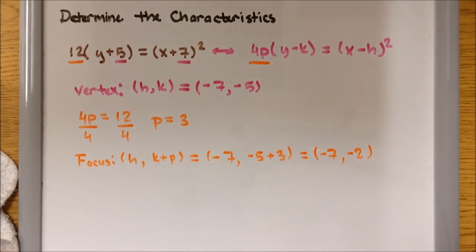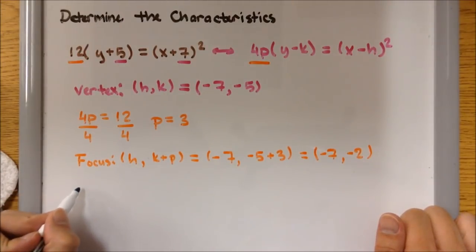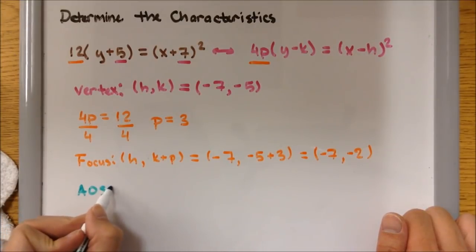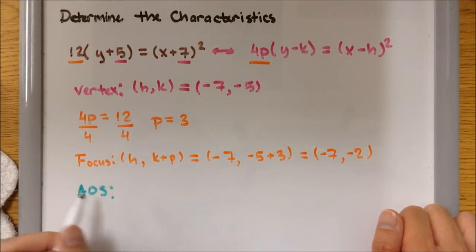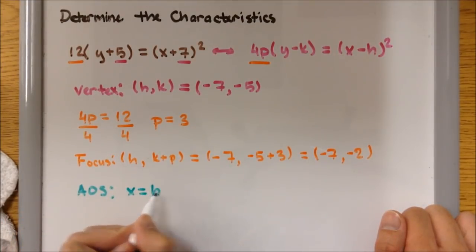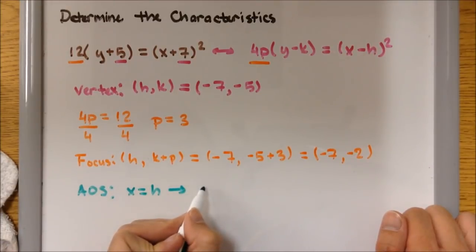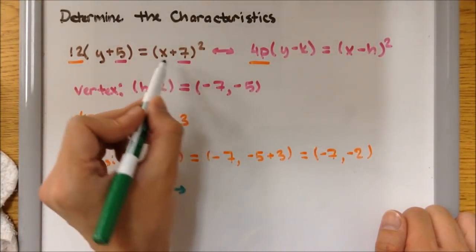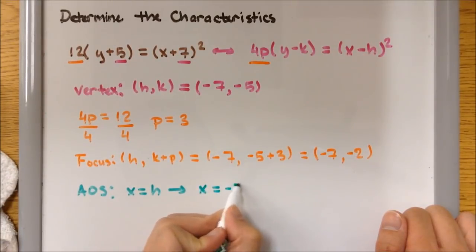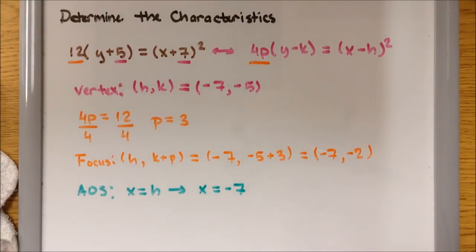Next, you're going to find the axis of symmetry, or AOS for short, and that's going to be the easiest. The axis of symmetry is basically x equals h. Our axis of symmetry equals our h value, which is -7. So x equals -7. That's it. And then last, we're going to find the directrix.